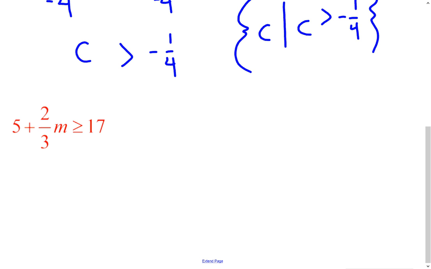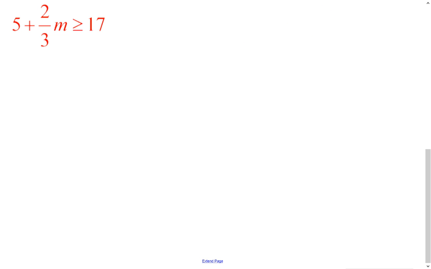All right, my next one. Not really any different. I just like to throw a fraction at us so that we stay fresh on those. In this one, I'm going to subtract the 5 from both sides. So now we're left with 2/3 m.